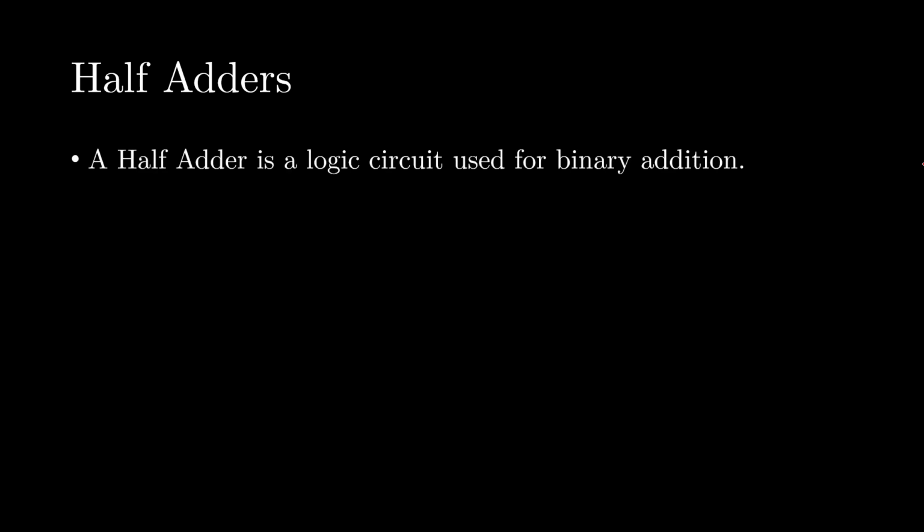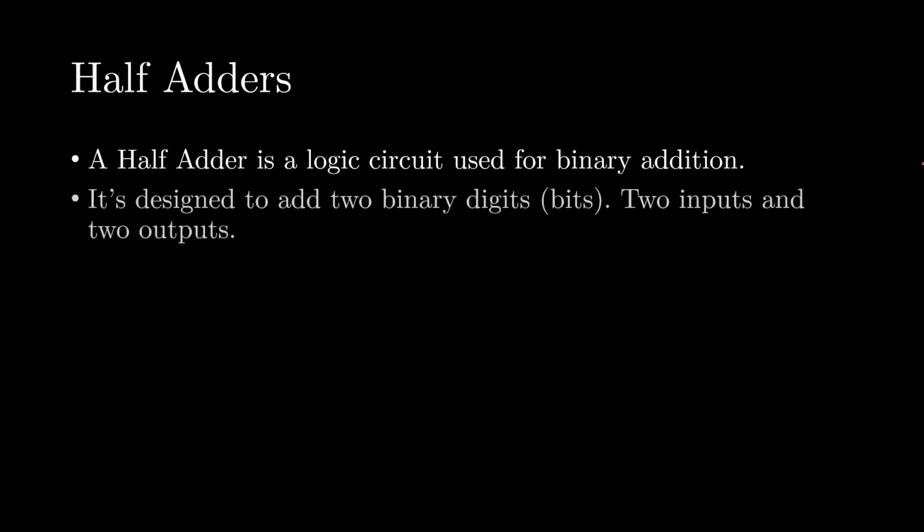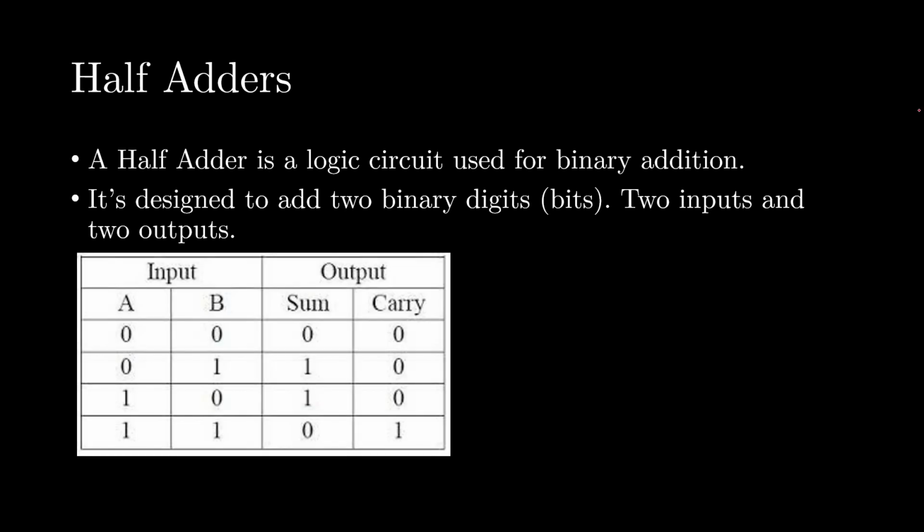Now let's talk about half adders. So what's the purpose of a half adder? Well, it's just a logic circuit that's used for binary addition. It's designed to add 2 binary digits, which are basically just bits, and it has 2 inputs and 2 outputs. The 2 inputs are either 0, 0, 0, 1, 1, 0, and 1, 1. And these just represent all the possible different bits that you can add up, right?